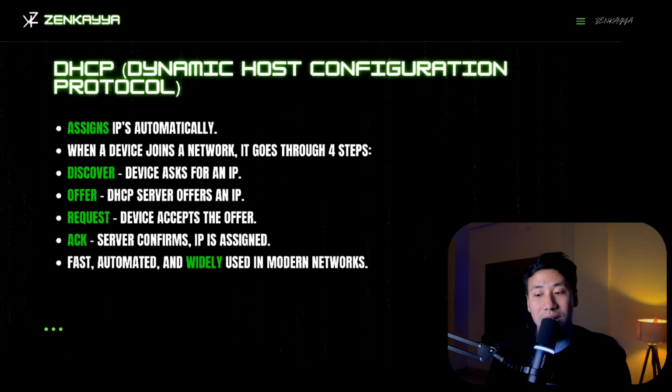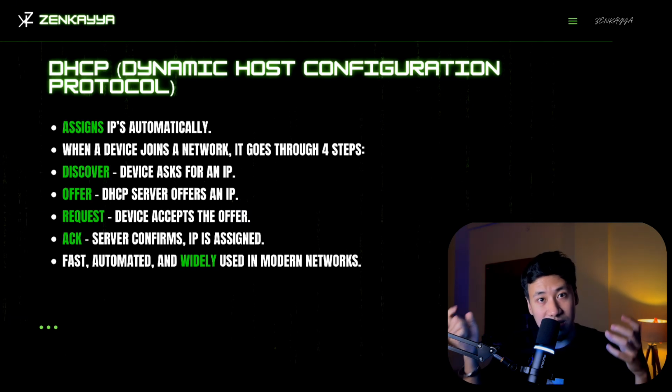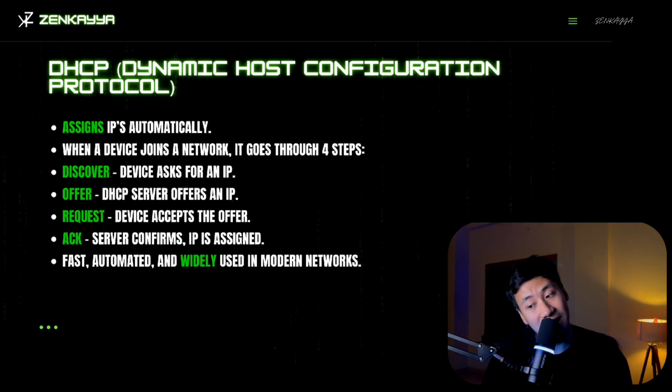All right. So next is discover. Device will ask for an IP. Offer, DHCP server offers an IP. Then request, device accepts the offer. Then acknowledge, server confirms, IP is assigned. Alright, so this is how it works. Fast, automated, and widely used in modern networks.